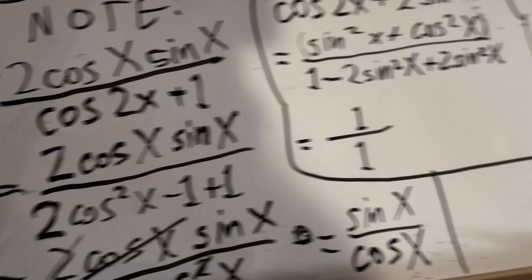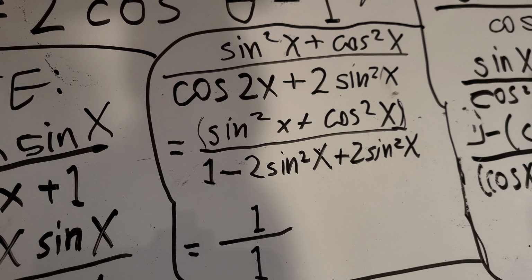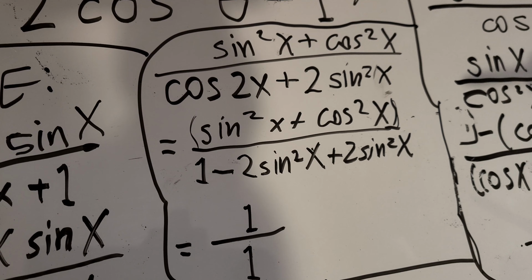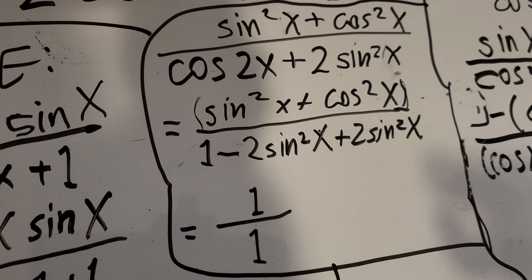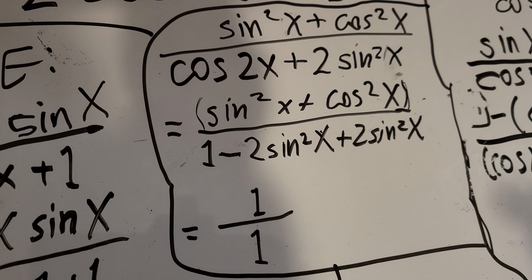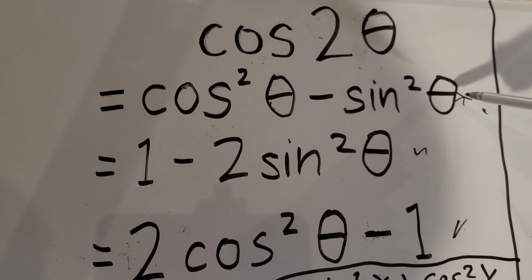Now for the second one, since 2 sine squared x is added to the cos of 2x, then obviously you would choose the 1 minus 2 sine squared x, so that those terms cancel and you're left with 1. So these are just two examples, right? But obviously there's going to be a lot more scenarios, so just pick the one that best suits the situation.